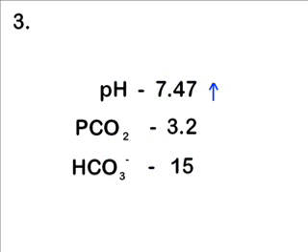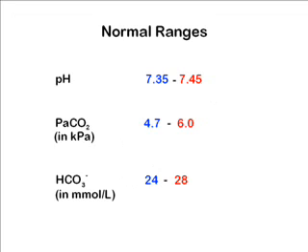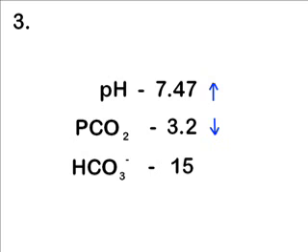Then we move on to the PCO2. Again, go back to the normal ranges. A PCO2 of 3.2 means that the patient has a low blood PCO2 level. So now we ask ourselves, does this fit with the patient's acid-base imbalance? Yes, it does. A low blood PCO2 is associated with an alkalemia. So what we have here is a respiratory alkalosis.